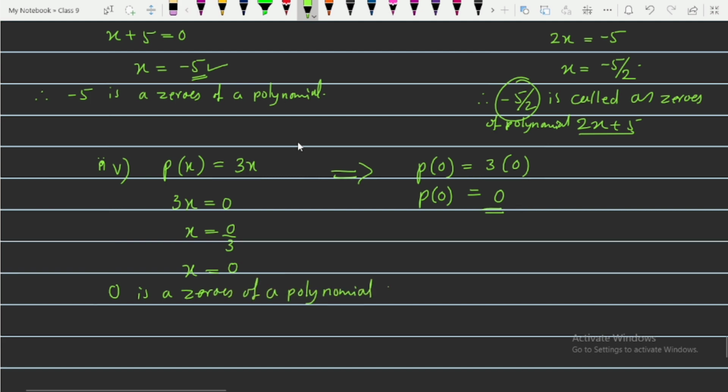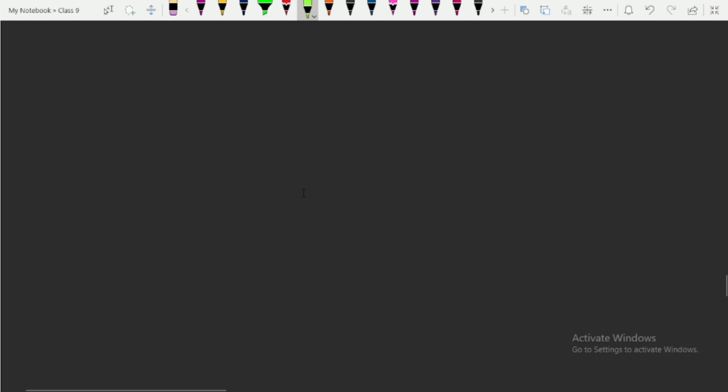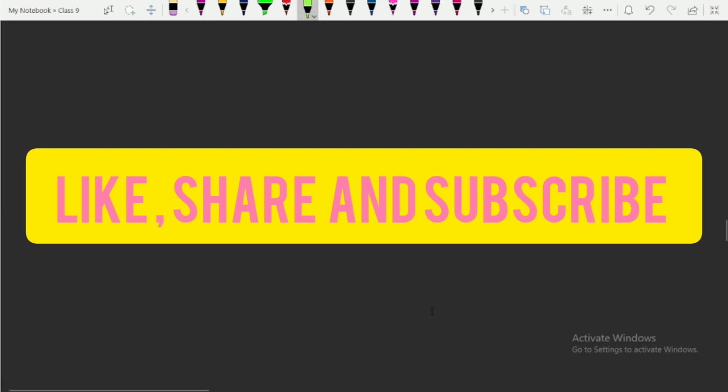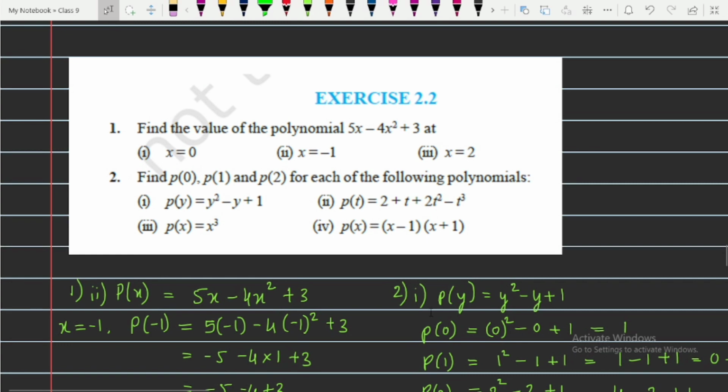Okay, so in this way you can solve the whole exercise, that is exercise 2.2. Okay, yes, so I hope you understood. That is exercise 2.2. You can practice the remaining sums and complete the exercise.